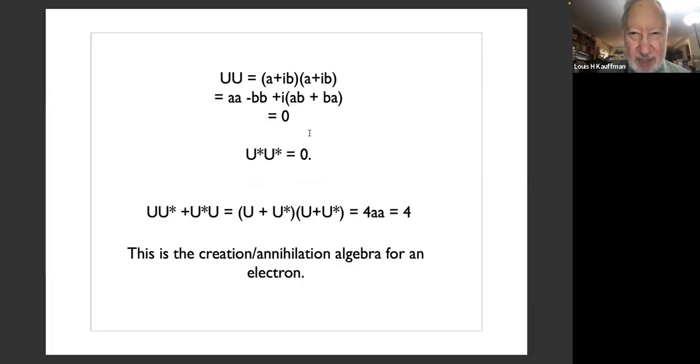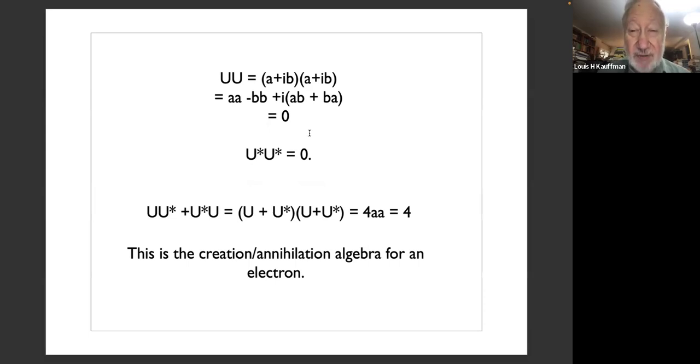A plus iB times A plus iB. And remember, things don't commute. So I get A squared, but I get minus B squared because i commutes with things. And then I have iAB and iBA. But AB plus BA is zero in the Clifford algebra, and A squared and B squared are equal in the Clifford algebra, so U squared is zero.